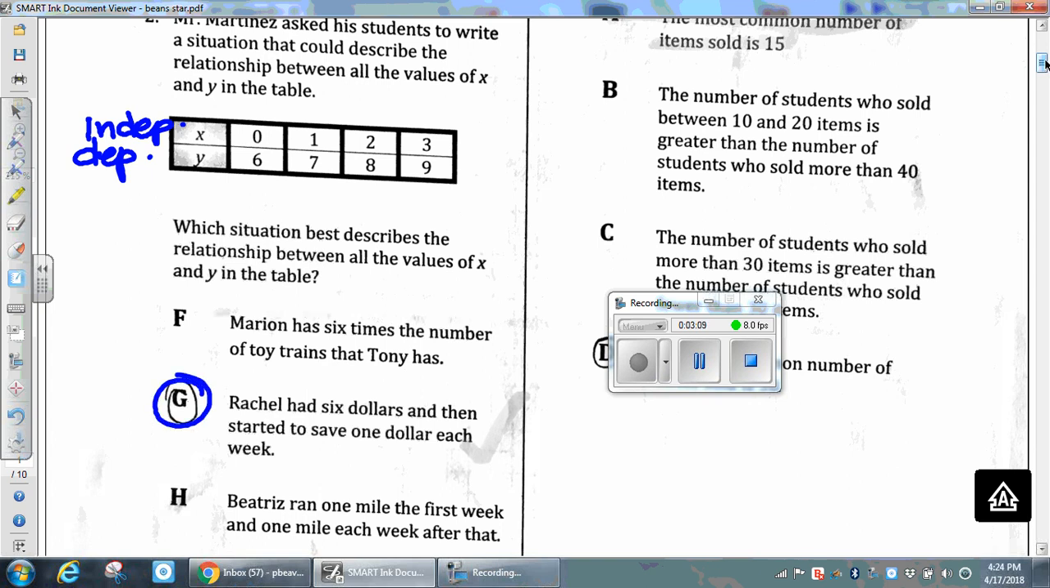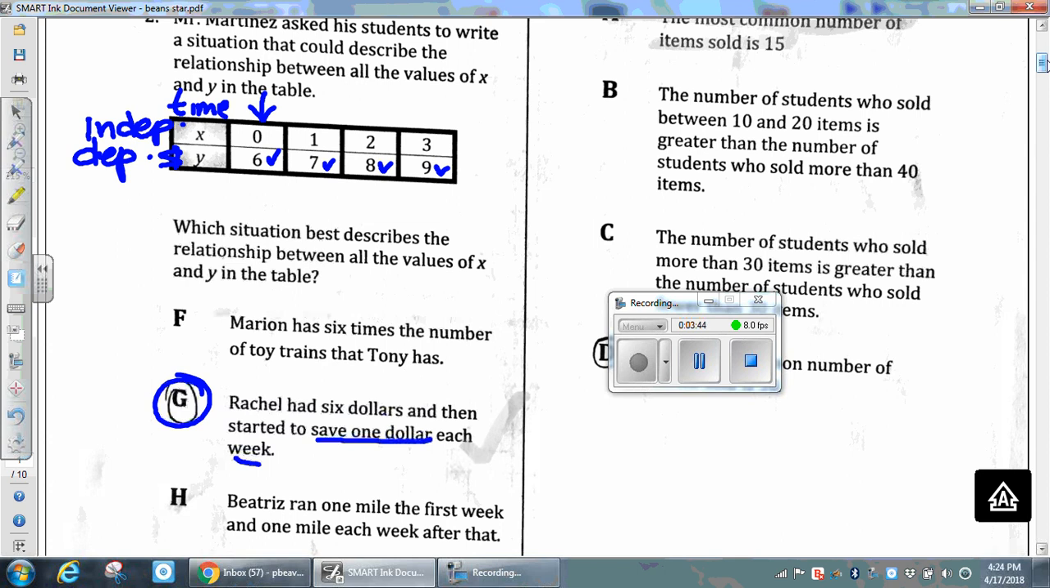It says Rachel had $6 and then started to save $1 each week. So let's see if that makes sense. She started at time 0. In this case, x is representing time and y is going to represent the money. So she started with 6, that makes sense. And then every week she started saving $1. So plus 1, you get 7, plus 1, you get 8, plus 1, you get 9. So yes, that one does work. Now let's look at the other ones and see why they don't work.